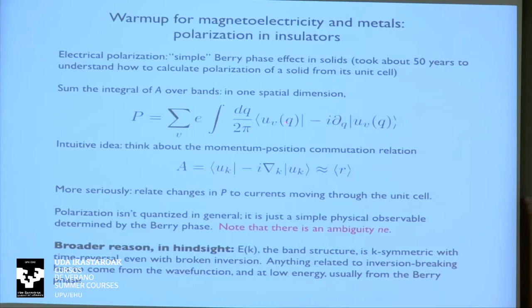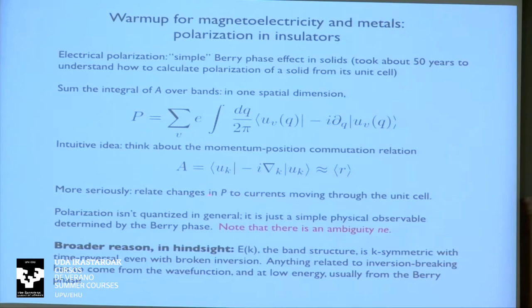But this was already kind of important. It took about 50 years of wrong efforts to calculate polarization of a solid just by trying to figure out where charge sits in the unit cell and realizing that depends on how you define the unit cell. This is actually what you have to look at to compute polarization of a crystal. And why this works, I'll sketch in a second. If you want an intuitive way to at least remember the formula, if you plugged in something like e to the ikr, you would get r out of this, the position of the electron, but that's sloppy.